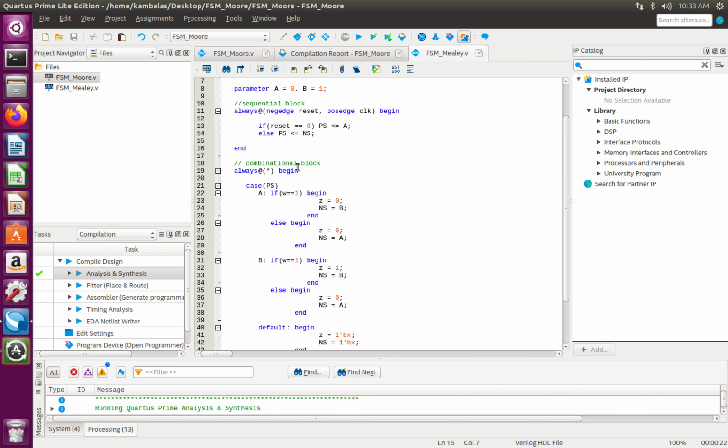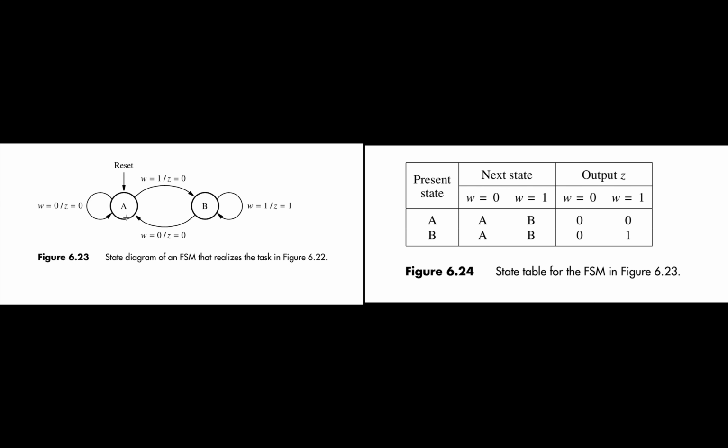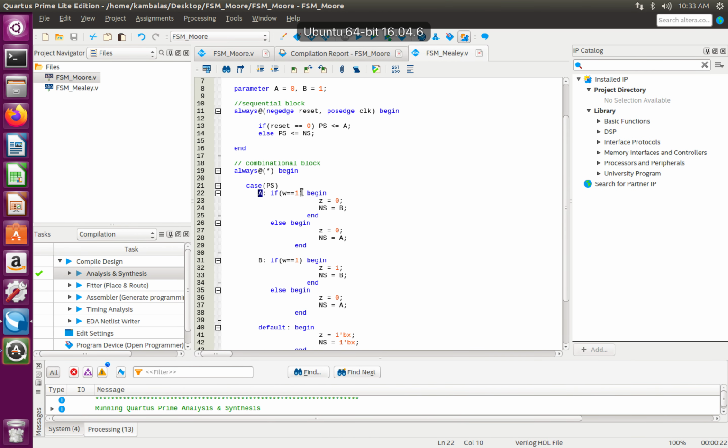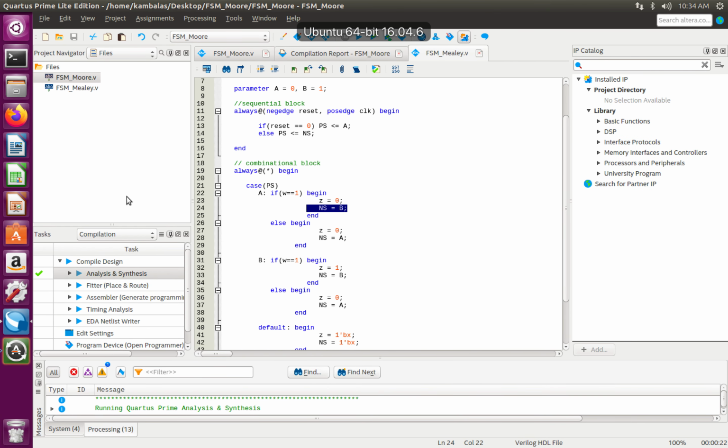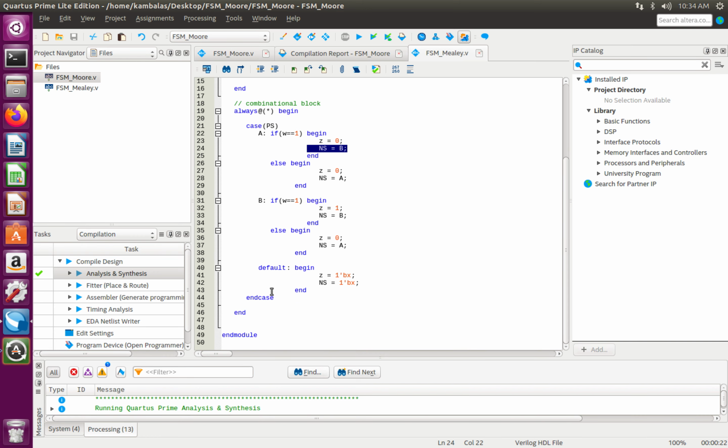Now, the combinational block. Based on my present state, if A, let's look at the diagram. If W equals 1, Z goes to 0, and my next state is B. See that? If W equals 1, Z goes to 0, and next state equals B. Else, which means W equals 0, Z goes to 0, and next state remains at A. And the same with B. And again, in default, I will set them to X and X.